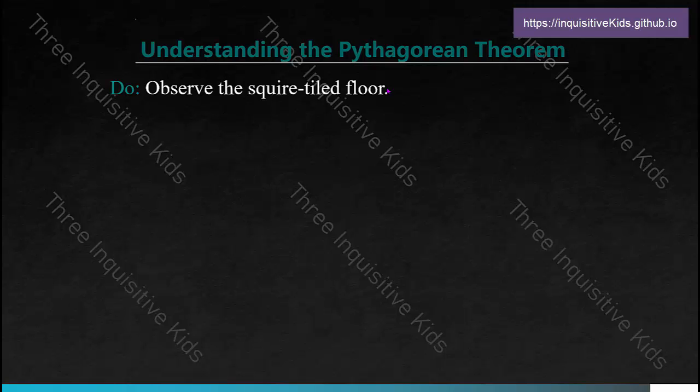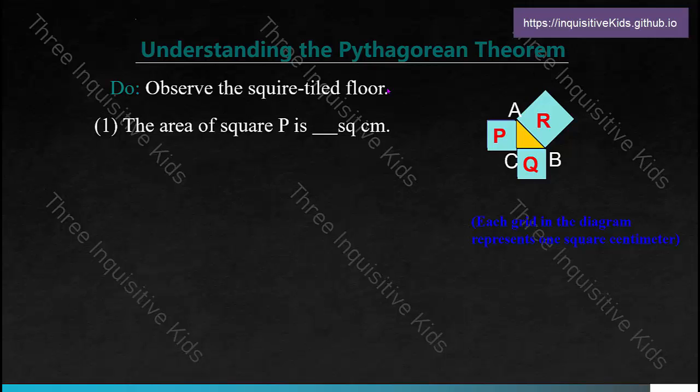Understanding the Pythagorean theorem. Try yourself. Observe this square tiled floor. So over here you see a right triangle, and on its side lengths are squares, which are squares of the side lengths. And each grid in the diagram represents 1 square centimeter.